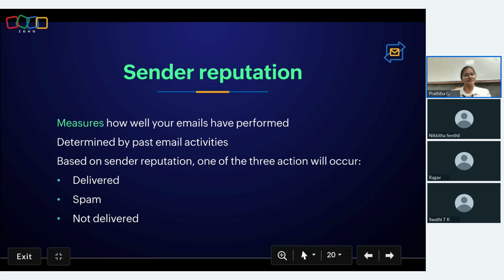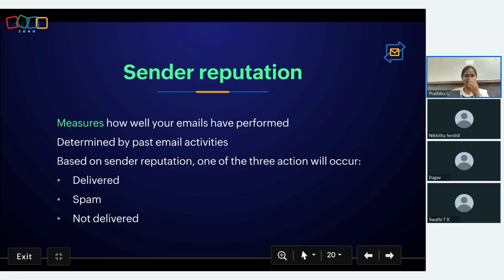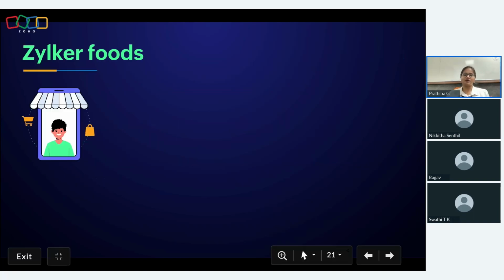The concept of sender reputation and email deliverability holds good for any type of emails that you send, either transactional or marketing emails. In fact, if you're using one service for your transactional and marketing emails, the sending practice of one will affect the other. Let me explain this with the help of an example. Consider we have someone called John, and he has an online store called Zilka Foods.